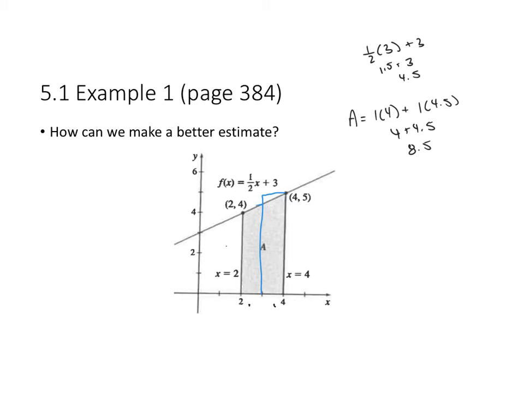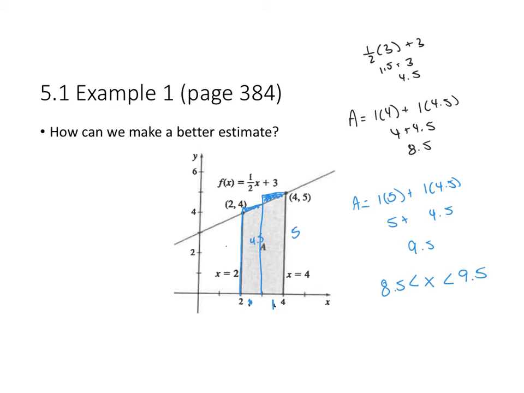So I'm still going down to 3, but here I have a little piece above my curve. So let's see, this area is going to be a 1 by 5 and a 1 by 4.5. So the area in my blue is going to be 1 by 5 plus 1 by 4.5, or 5 plus 4.5, 9.5. And now I have an area of 8.5 is less than my area is less than my 9.5, my overestimate and my underestimate.